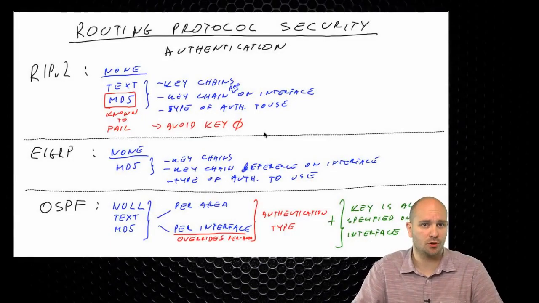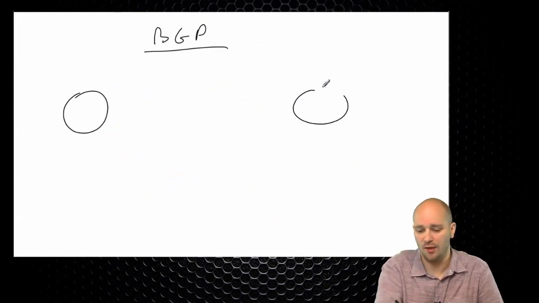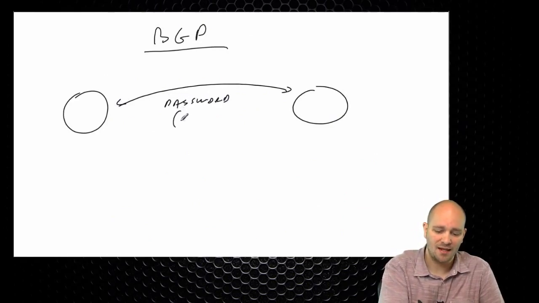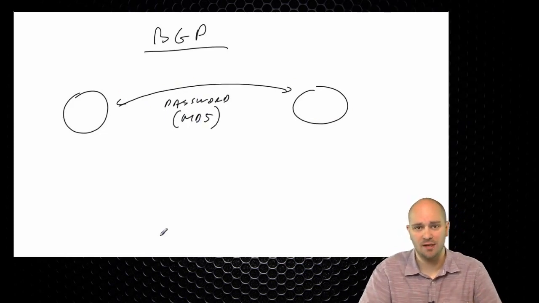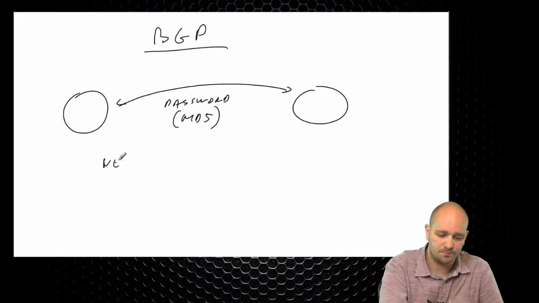There is one more protocol that remains when it comes to the routing protocols, and that is, of course, BGP. BGP also does support authentication between the neighbors. When we have the neighbors configured here, we can specify the password for the neighbor, and the only supported authentication type is, of course, MD5. It's very, very simply configured.